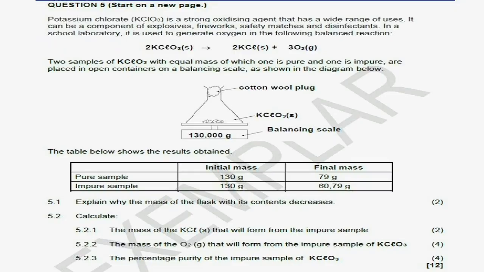And then 5.2.2 says calculate the mass of the oxygen gas that will form from the impure sample of potassium chlorate, right? So remember we already have the mass of potassium chloride that will be formed from the impure sample, which is 60.79 gram. So now using this one, consulting our stoichiometric calculations, we will have to find the number of moles of potassium chloride, then compare it to the oxygen gas to find the number of moles of oxygen gas, and therefore calculate the mass of the oxygen gas that reacted.